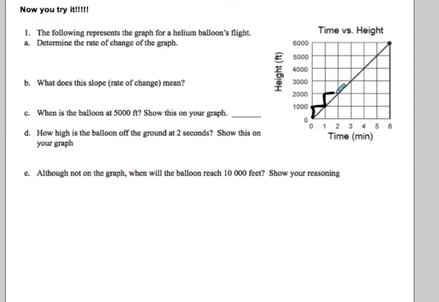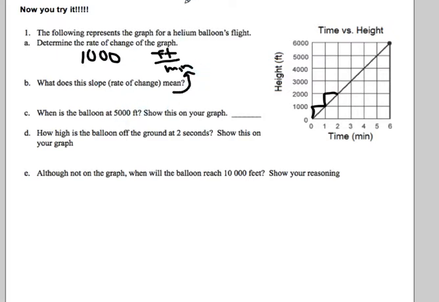You can see this is kind of like a step ladder here. 1,000 feet for 1 minute. Another 1,000 feet for another 1 minute. 1,000 feet for 1 minute. So determine the rate of change. That is 1,000 feet per minute. And what does this slope or rate of change mean? Well, I just said it right there. It's the feet per minute. It's how much change is going up per minute.